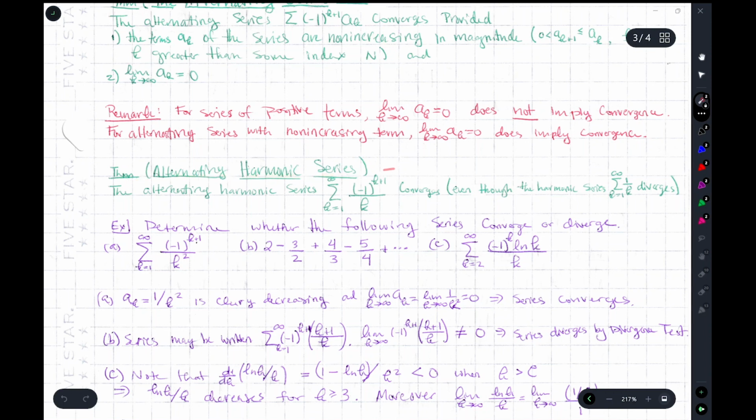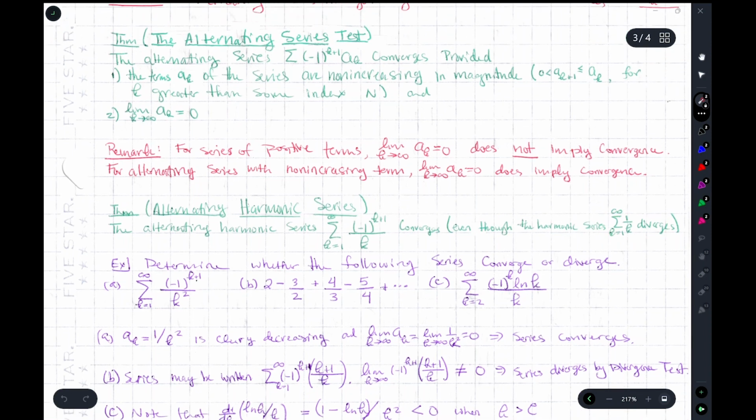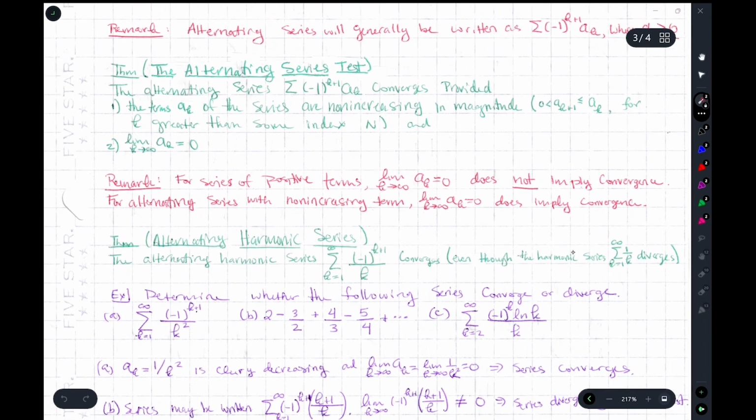So what about the alternating harmonic series? Okay, let's make a statement about that. It converges, even though the good old-fashioned harmonic series without that alternating diverges. And again, how could we conclude that? Well, it's clear that 1 over k is non-increasing. The terms actually keep decreasing, so 1 over a greater number is smaller, right? So the terms are definitely non-increasing. In fact, we can make a stronger statement, they're decreasing. And the limit of 1 over k as k goes to infinity is 0. And therefore, the alternating harmonic series converges.